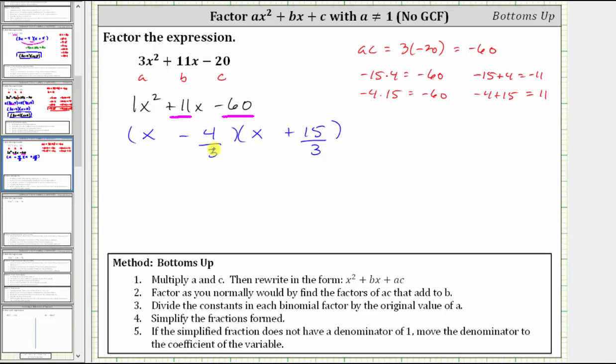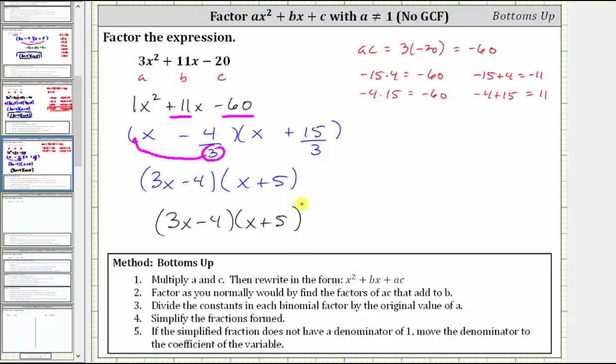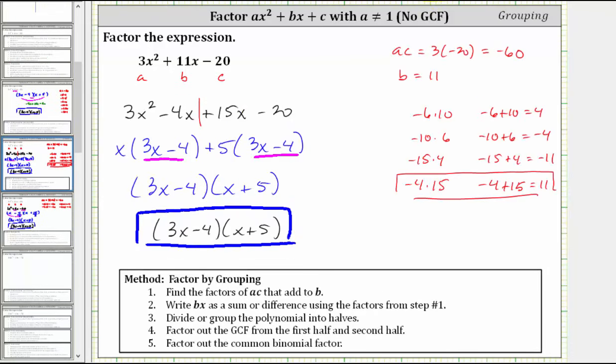which means we move the denominator of 3 to the coefficient of x, which gives us a factor of 3x minus 4. Looking at the second binomial, notice 15 divided by 3 simplifies perfectly to 5, and therefore the second factor will be just x plus 5. This is the correct factorization of the original trinomial using the method of bottoms up. And once again, this is the same factorization we found using the method of factor by grouping as well as trial and error.